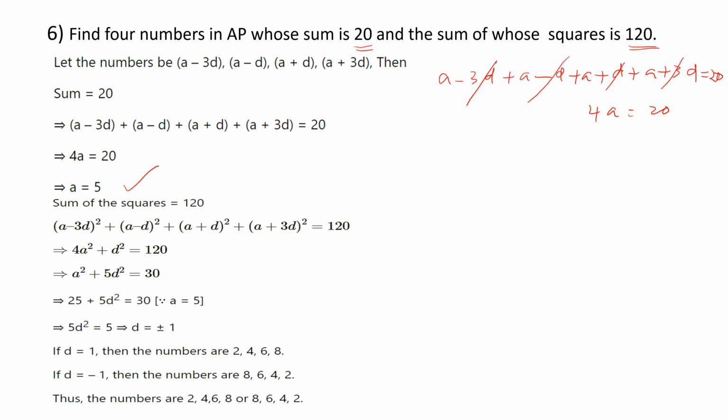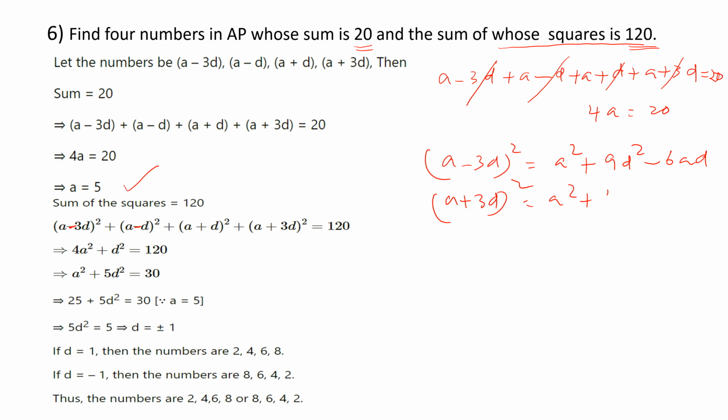So now take the next statement. Sum of whose squares is 120. That is a minus 3d the whole square plus a minus d the whole square plus a plus d the whole square plus a plus 3d the whole square equal to 120. We can use the identity because a minus 3d the whole square will be a square plus 9d square minus 6ad. What is a plus 3d the whole square? It will be a square plus 9d square plus 6ad.